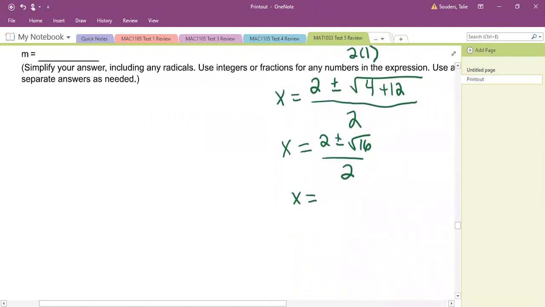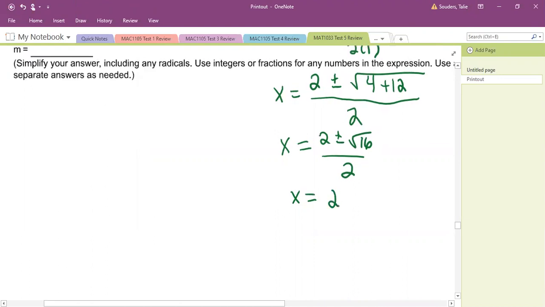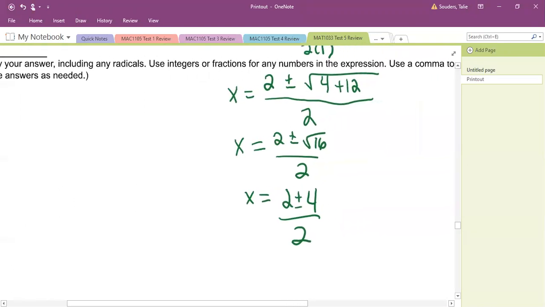So what is the square root of 16? 4. It's important, by the way, that right now the 2's do not cancel. You need to simplify the radical before you try to do any canceling. So these 2's do not just cancel out and go away. So the square root of 16 is 4.